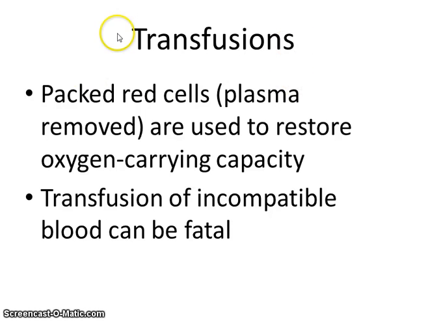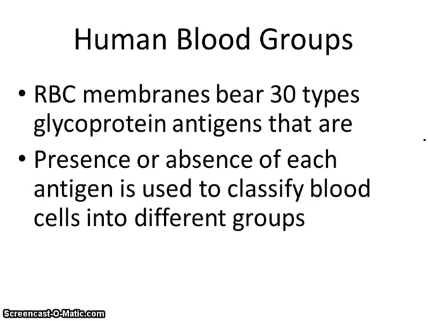You can give someone a transfusion of blood if they have anemia or other issues with their blood. But you have to make sure you have the right blood types. Otherwise, they can be fatal. So we're going to look at what that means.